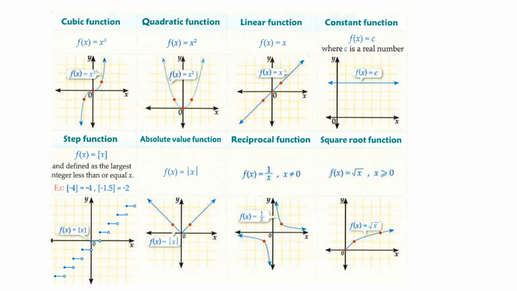This part is about parent functions, and here are the basic parent functions graphs. This is the cubic function, f of x equals x to the power of 3. Quadratic function graph, f of x equals x squared. Linear, constant, and this is the greatest integer function or the step function. Absolute value function, f of x equals absolute value of x. Reciprocal function, f of x equals 1 over x. And square root function. These are the basic parent functions that you need to memorize their graphs.